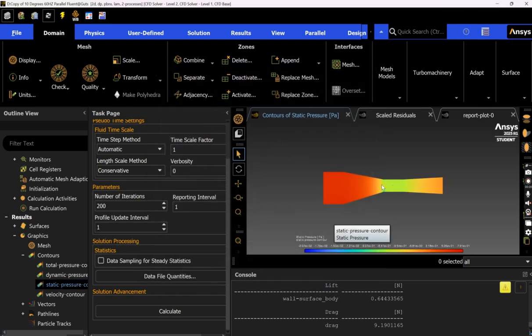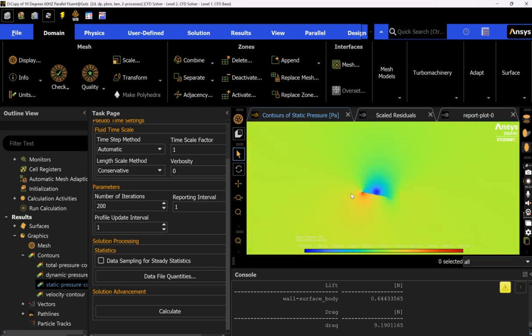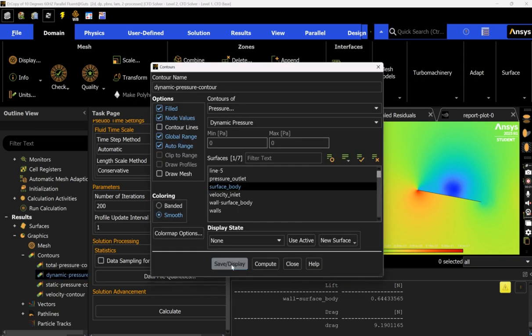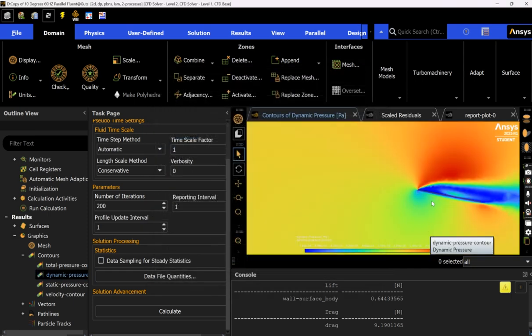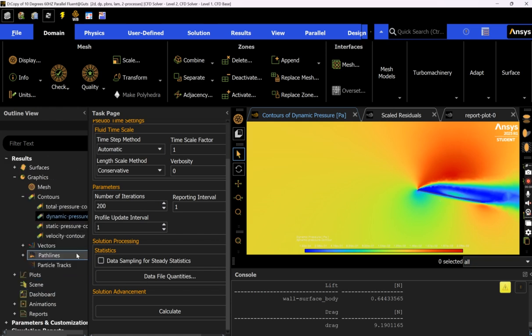If we look at our static pressure contour, you can see that our static pressure is highest at the stagnation point. And if you look at our dynamic pressure, it should be inverse, which it is, minus the wake region, which is characterized by low pressure and low velocity. So both those values are going to be lower.